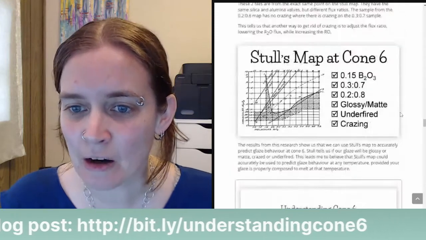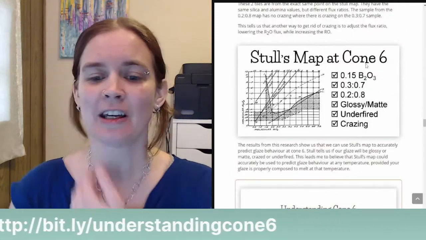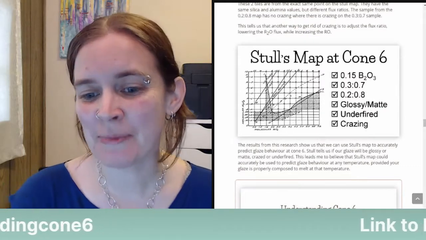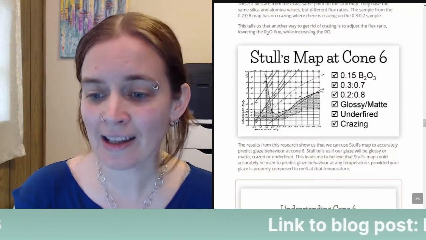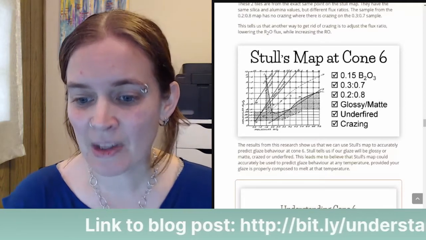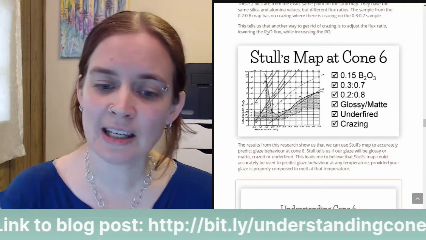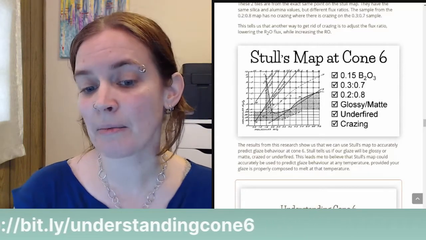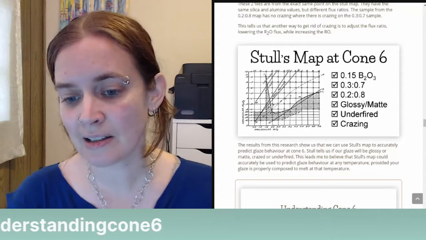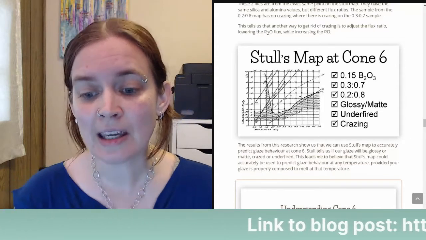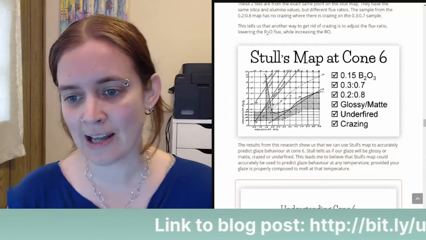So here we go. Stull's map at cone 6. So here's my conclusion. The results from this research show that we can use Stull's map to accurately predict glaze behavior at cone 6. Stull tells us if our glaze will be glossy or matte, crazed or underfired. This leads me to believe that Stull's map could accurately be used to predict glaze behavior at any temperature, provided your glaze is properly composed to melt at that temperature.